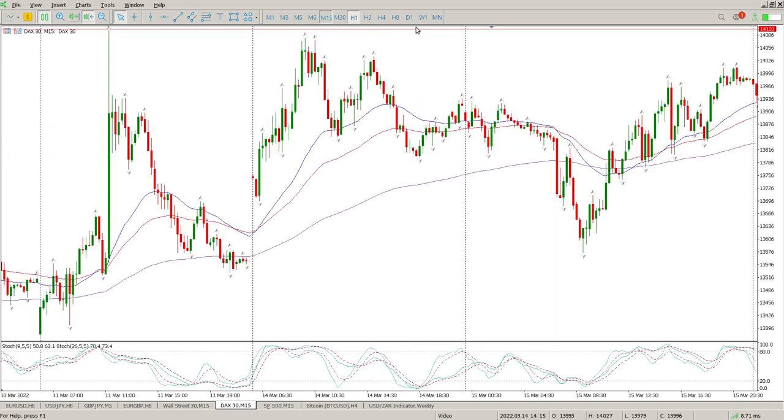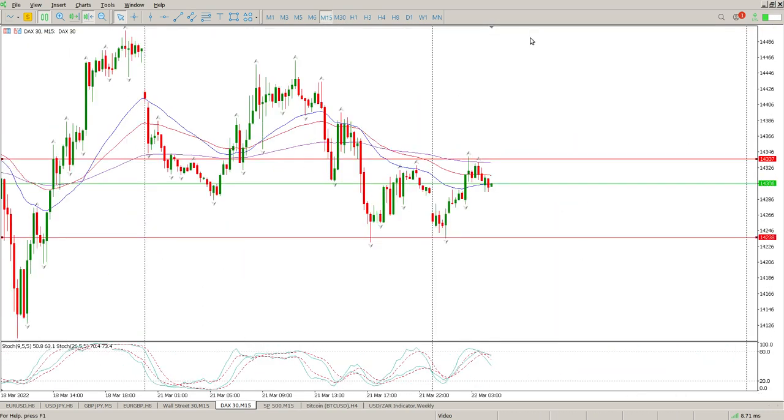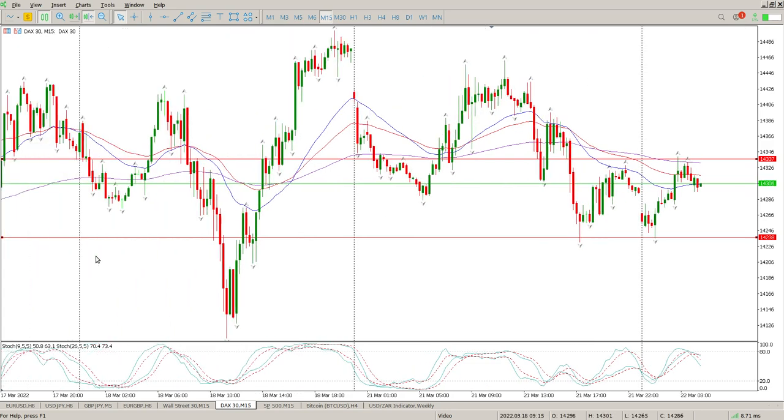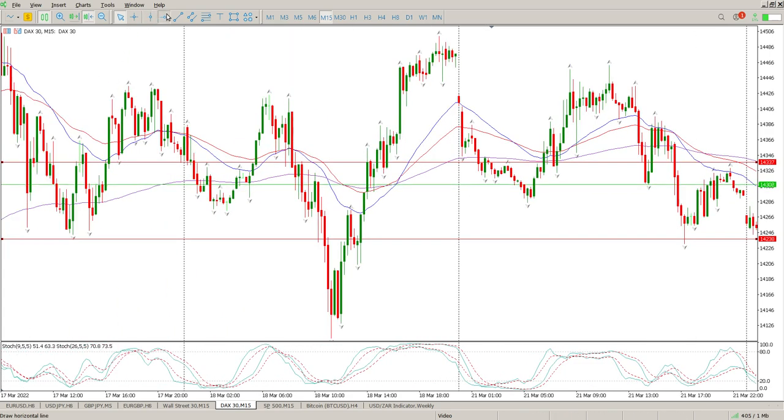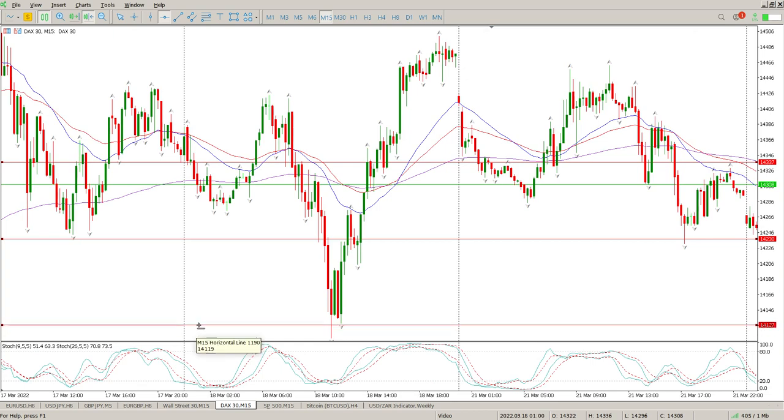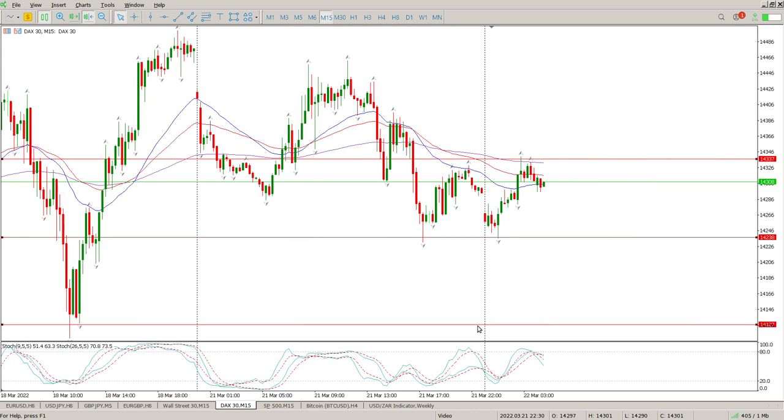Let's get down to the 15-minute, and that is your structure for today. Break below 14,238, you're probably looking for a deeper pullback. I wouldn't say breaking below the range, probably just extending the range down to here, which is 14,127.